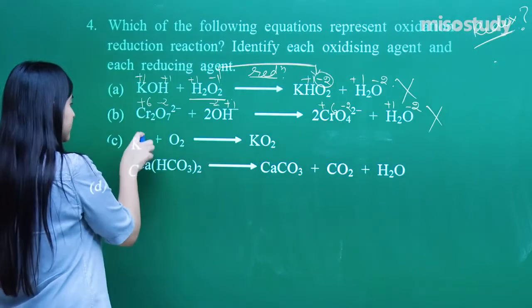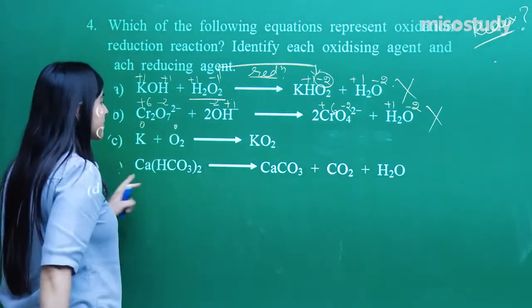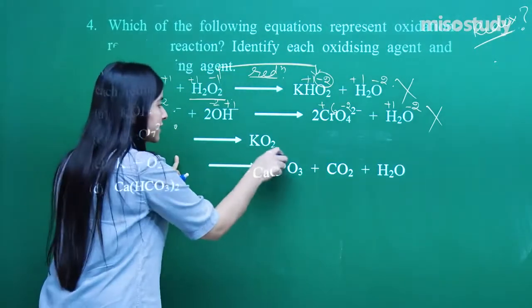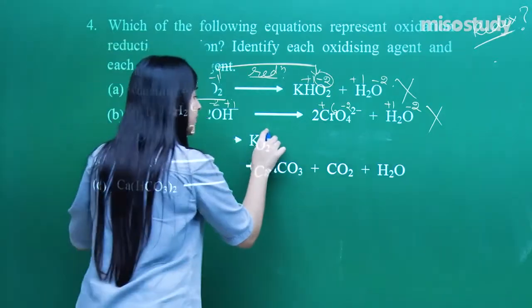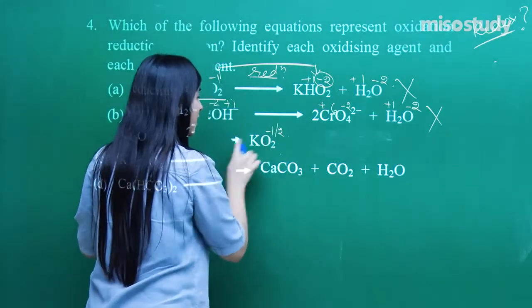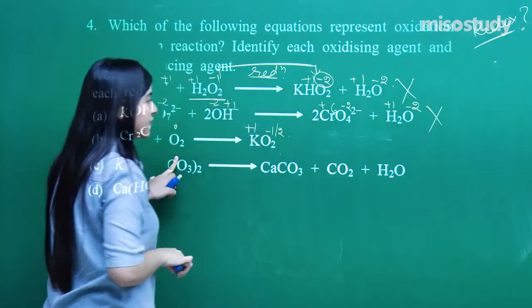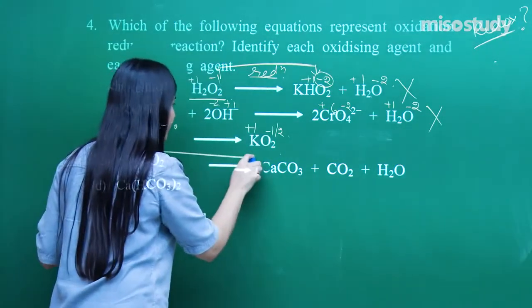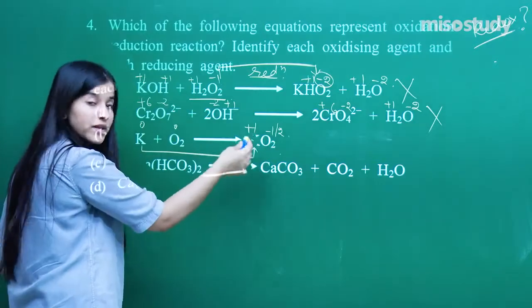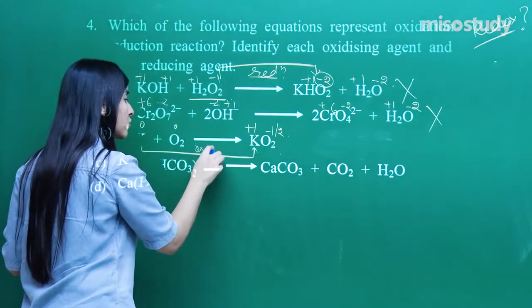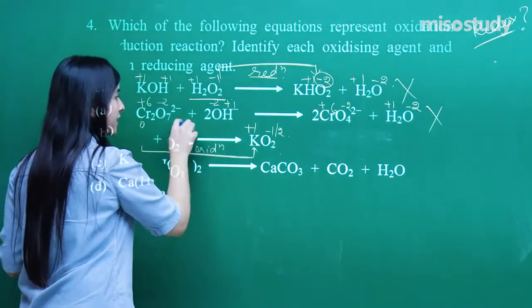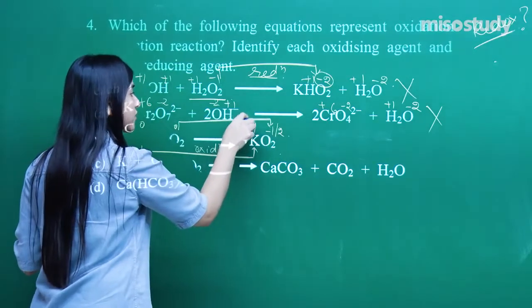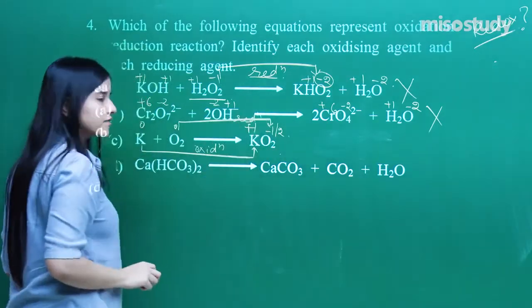Next one, K, 0, oxygen elemental state, 0. Here this is superoxide. That means oxygen will be having minus half and potassium will be having plus 1 state. So what do you observe over here? 0 getting converted to plus 1. That means this is the oxidation process, loss of 1 electron. Here it is a reduction process, gain of half of the electrons, right?